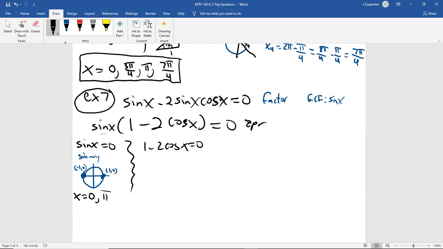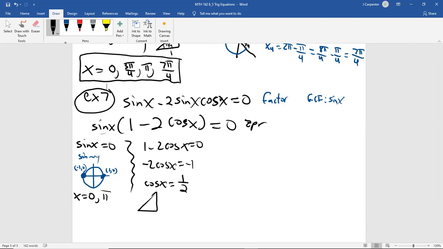Now for the other one, you can subtract 1 on both sides, and you'll get negative 2 cosine of x equals negative 1. You can then divide both sides by negative 2 to get cosine of x equals positive 1/2. Alternatively, you could have added 2 cosine of x and then divided by positive 2. Don't care how you get your algebra done. All I care is that you can get to here. All right, so cosine of x equals 1/2.